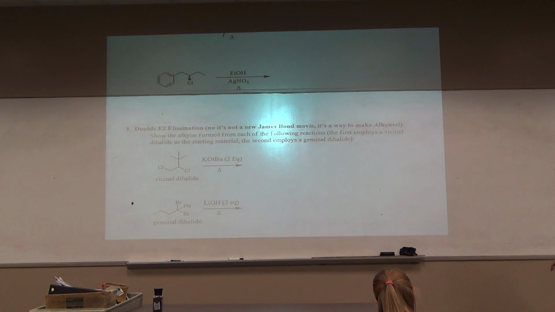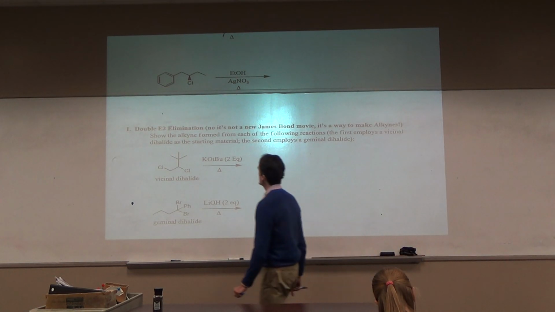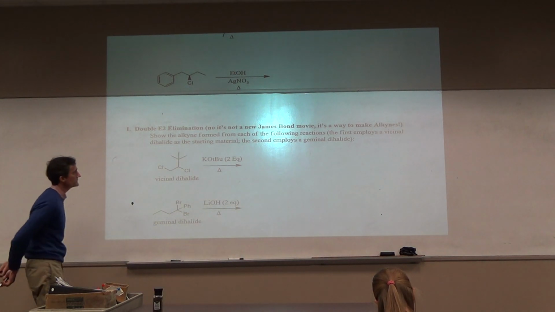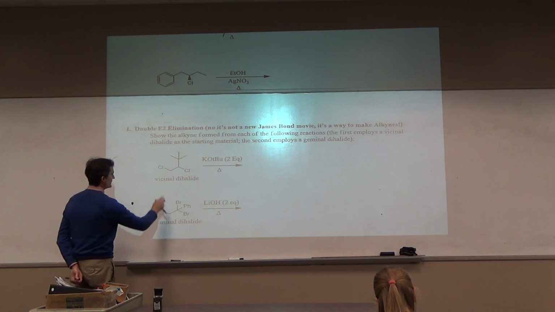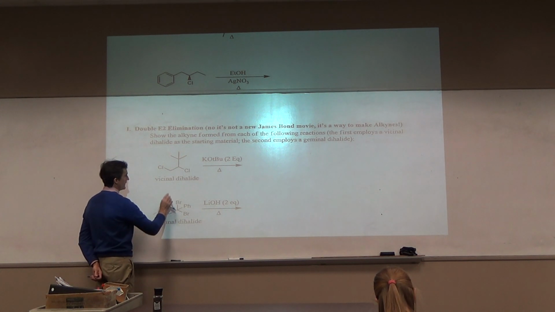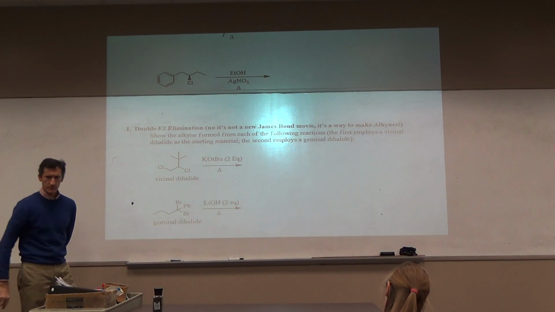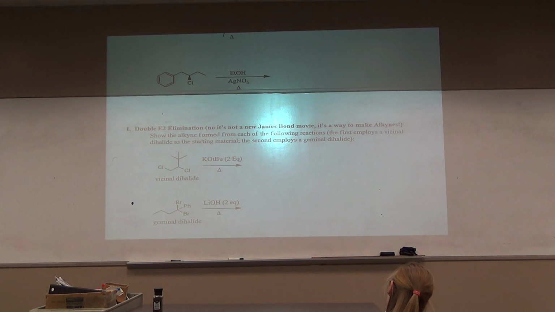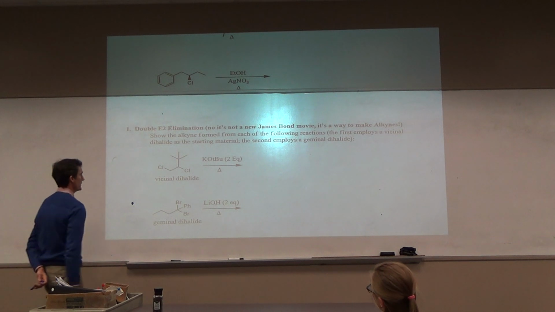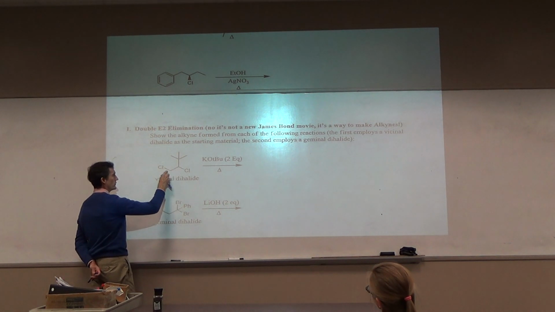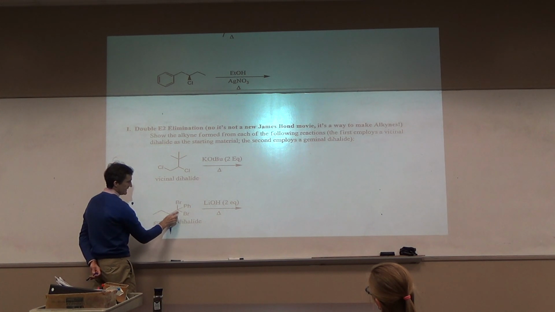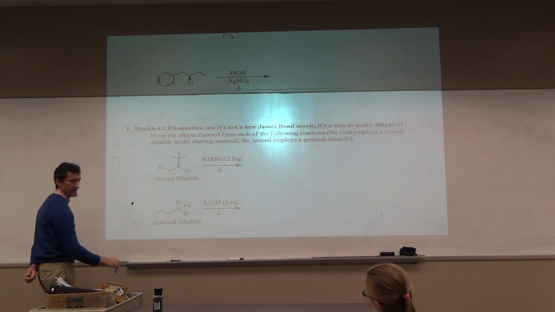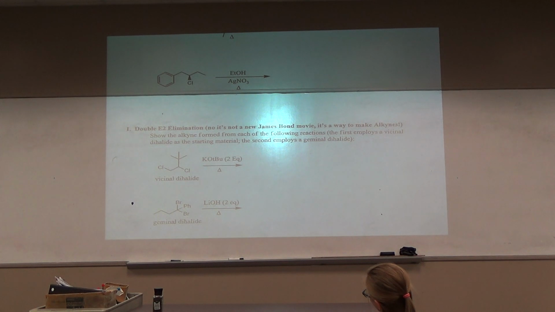Okay, let's look at the final topic here, double E2 elimination. No, it's not a new James Bond movie, it's a way to make alkynes. These substrates both have two leaving groups. This is a vicinal dihalide. Remember vicinal dihalides? We saw how to make them. The chlorines are not on the same carbon, but they're next door, in the same vicinity. Halides on the same carbon, that's a geminal dihalide, like twins, Gemini.